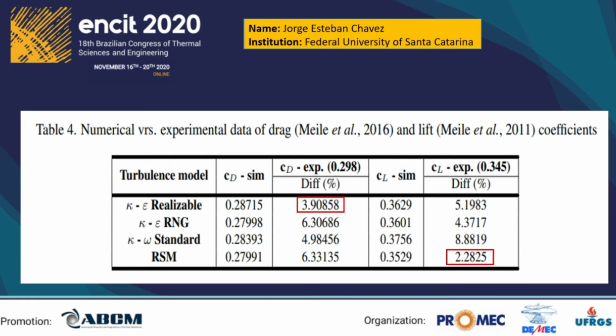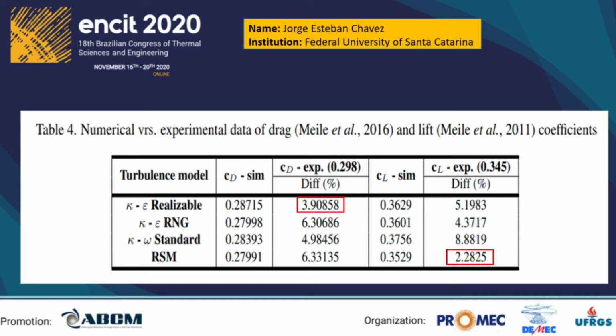To validate the lift, the experimental research conducted by Mail was used to validate the lift coefficients. In this investigation, the generic Ahmed body was used with the original dimensions, with an angle of inclination of 25 degrees and an air velocity of 40 meters per second. The value of the lift coefficient obtained was equal to 0.345.